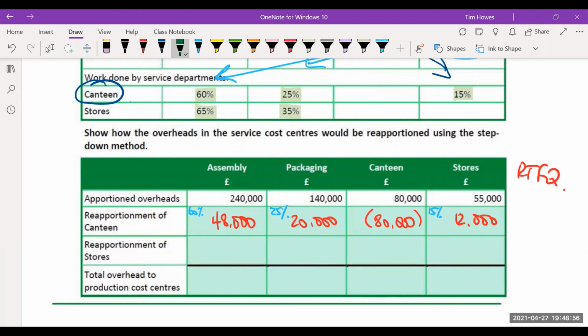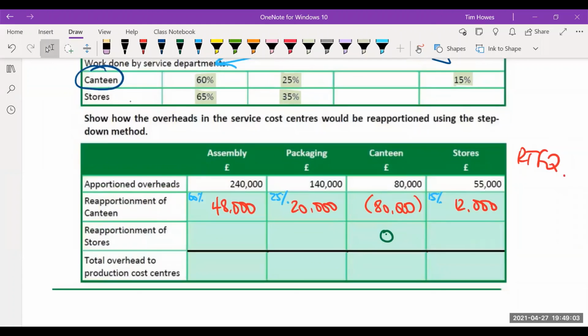Then we do finally reapportionment of the stores. I'll assume that they tell us to put a 0 in a box where it's relevant. Nothing's going to go in the canteen. The canteen is done. And now, of course, we're going to empty the stores and drop the relevant figures into the production departments. And the percentages, as you can see at the top, 65% of stores is for assembly, 35% of stores is for packaging.